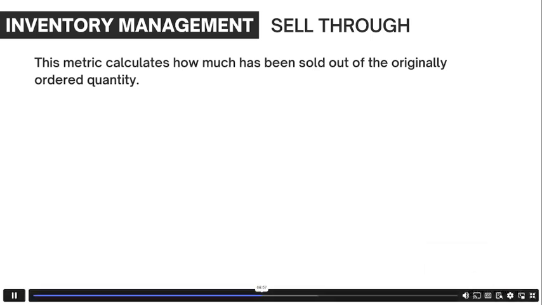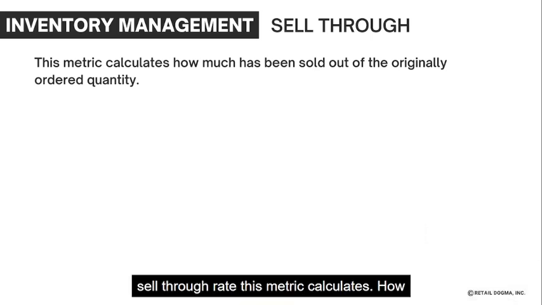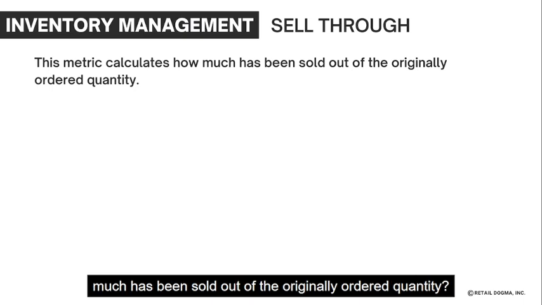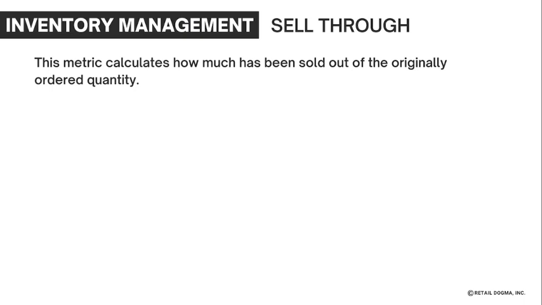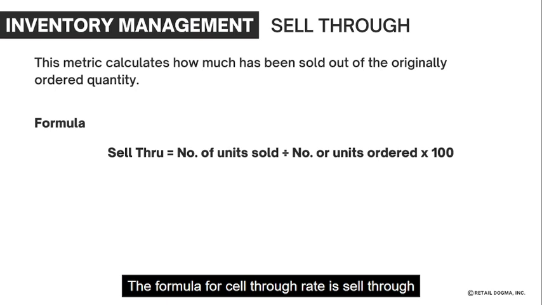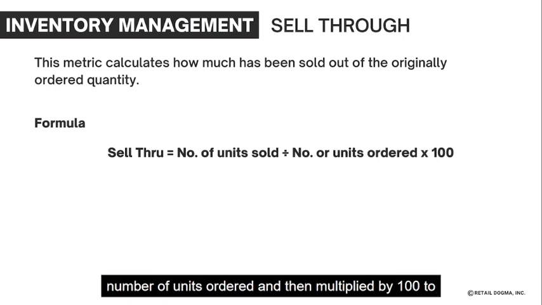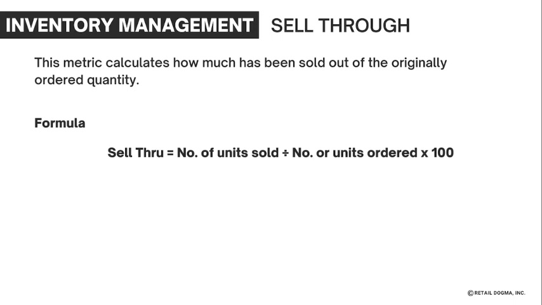Another metric that's used in inventory management is sell-through rate. This metric calculates how much has been sold out of the originally ordered quantity. The formula for sell-through rate is sell-through equals number of units sold divided by number of units ordered and then multiplied by 100 to get the percentage.